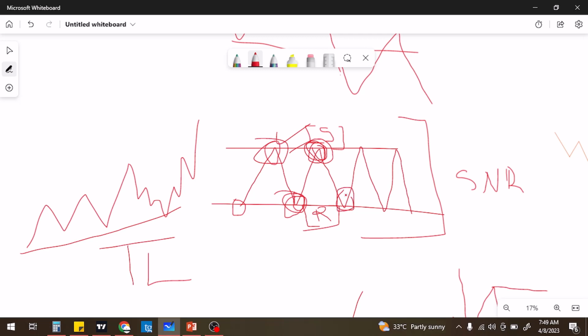This is the resistance up here. This is support down here. You don't need to learn this. I'm just showing it for a lot of people. I don't say if it's your strategy and you're profitable with it, please stick to it. But the probability of you creating a profitable strategy from this is going to be hard.